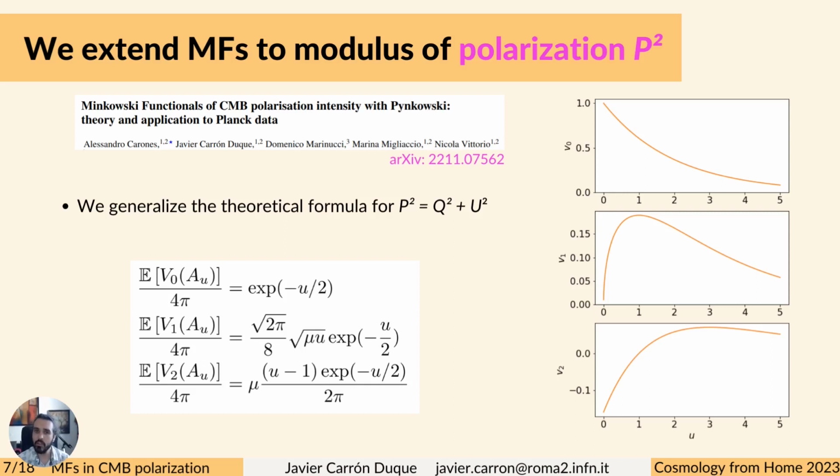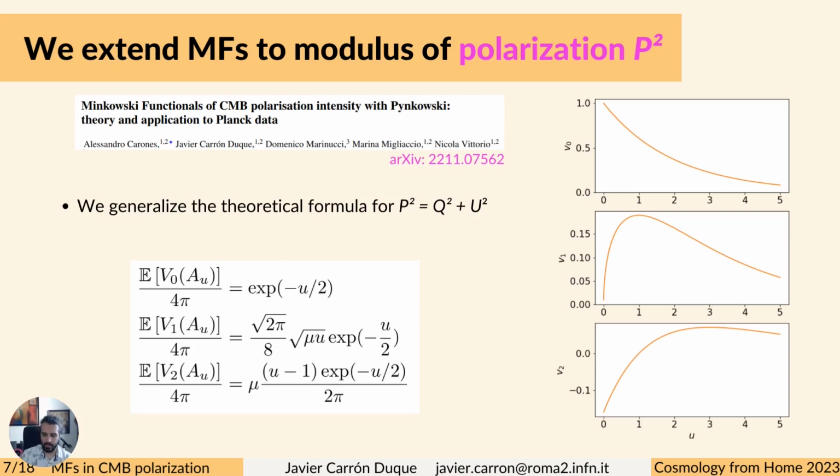There are different ways to do this, and the first way we studied is just with the modulus of the polarization, P squared. So this is Q squared plus U squared. Now, this is a real field, so we can use Minkowski functionals as usual, but this is not a Gaussian field. This is more like a chi-square field with some spin effects. So we managed to take this into account and obtain the theoretical expectation for this kind of field, which we can see in this slide.